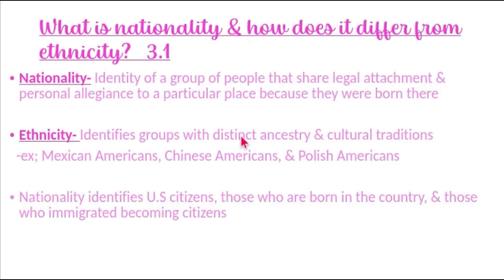What is nationality and how does it differ from ethnicity? Nationality is the identity of a group of people that share legal attachment and personal allegiance to a particular place because they were born there. Ethnicity identifies groups with distinct ancestry and cultural traditions. Examples would be Mexican Americans, Chinese Americans, and Polish Americans. Nationality identifies U.S. citizens, those who are born in the country and those who immigrated, becoming citizens.